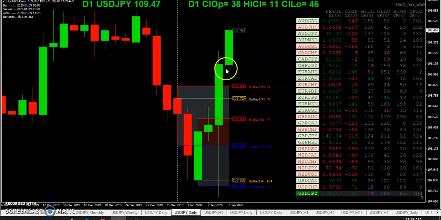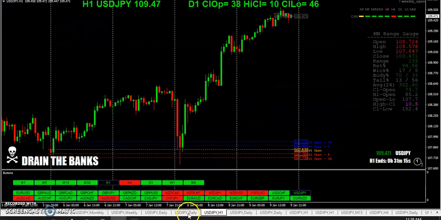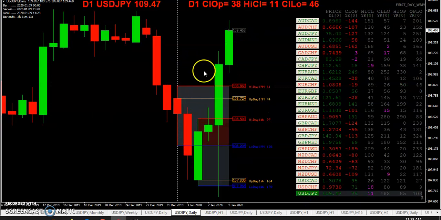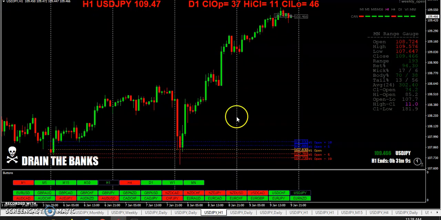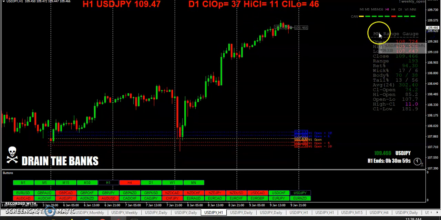And you can see here, we are way above the high of the first trading day of the month. Factor 61 pips above it. So you see how it broke out of that zone, this trading range of the first trading day of the month. Actually, I'm sorry. Yeah, that's the first trading day of the month, which also happens to be the first trading day of the year, since this is January. And we're definitely cruising here to the upside. The monthly range, 193 pips so far.